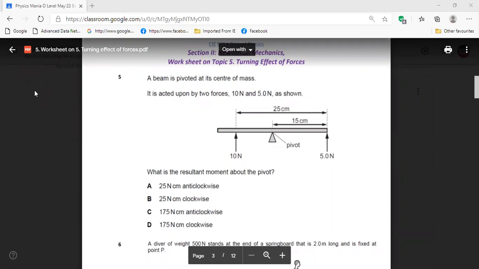Okay, let me calculate this. So try it. Yes, let me know the answer.